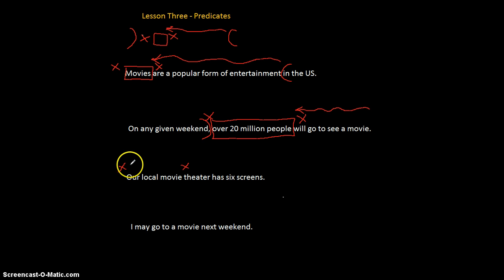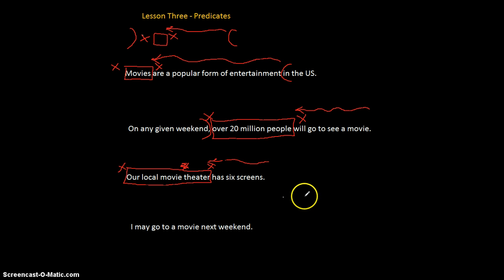And now I know the subject is between the two X word places. Whoops, I made a mistake. Actually, the X word place is here. Let me cross that out. Okay, that was my mistake. That's our subject, our local movie theater. There is no shifter, so everything from the subject to the end of the sentence is the predicate.